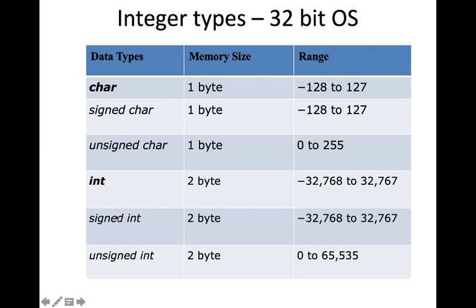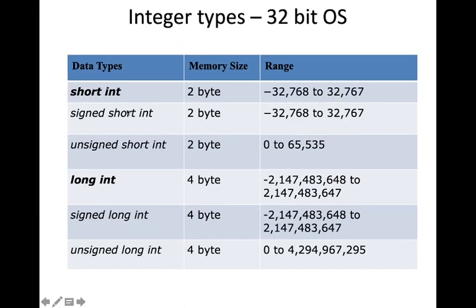Then you can specify a signed int. It will be 2 bytes, and the range will be the same. And if you want to have only positive integer numbers, then you can specify using unsigned int. It takes 2 bytes, and the range will be from 0 to 65,535.